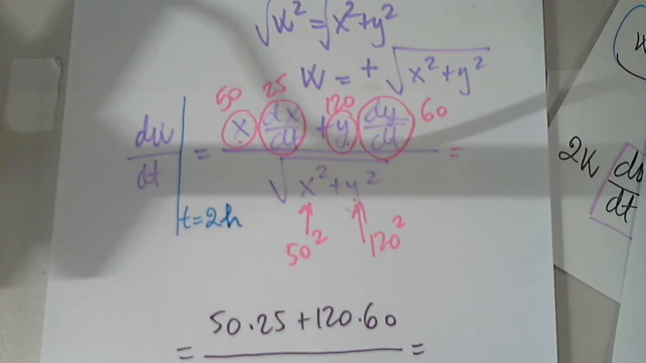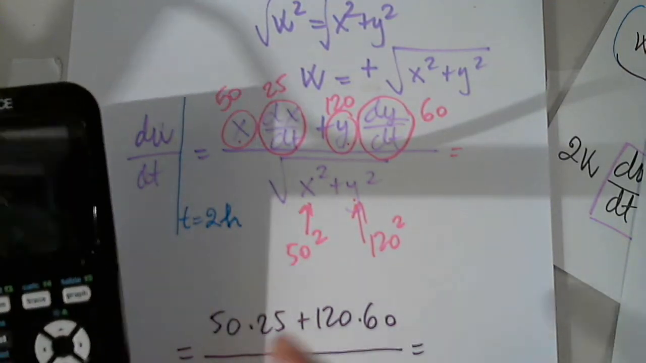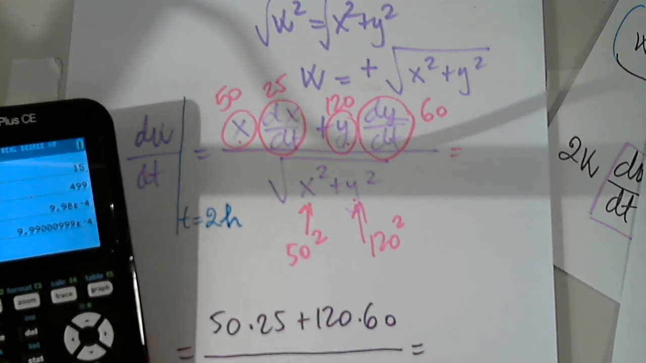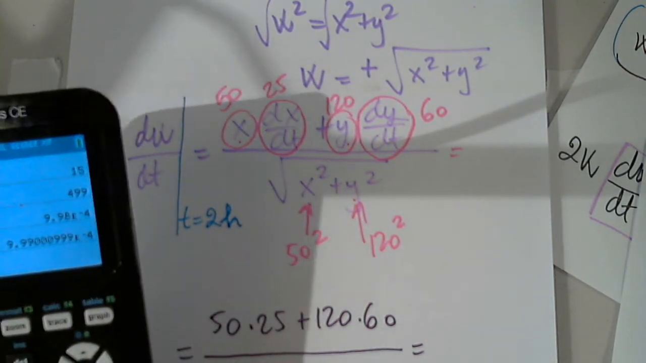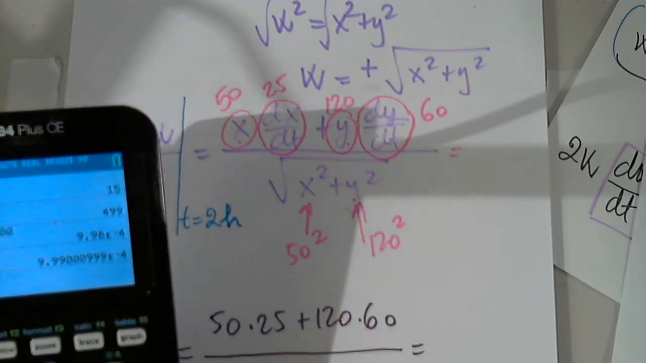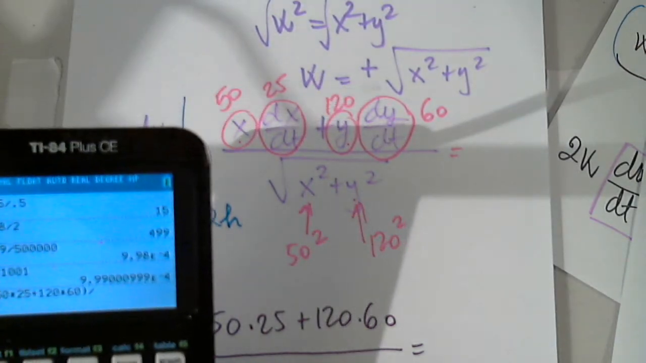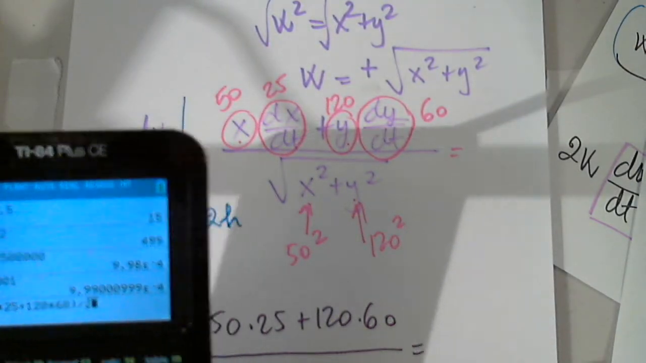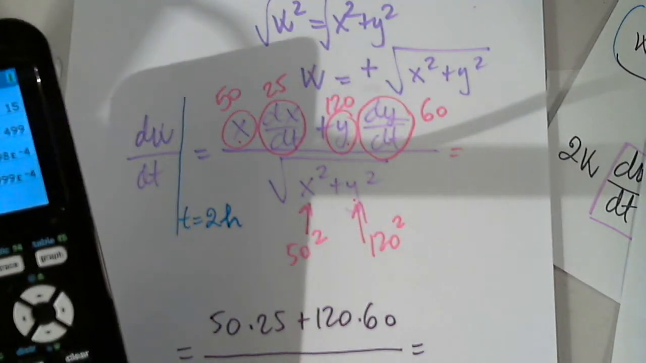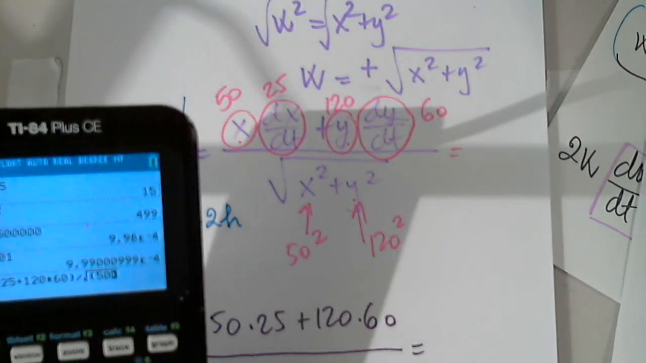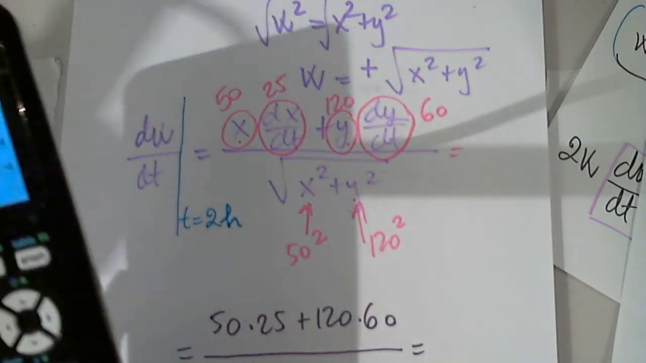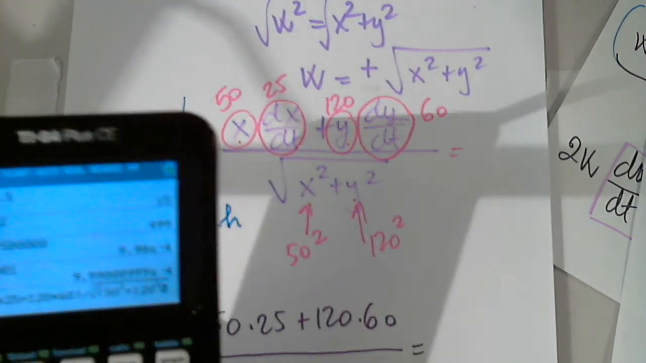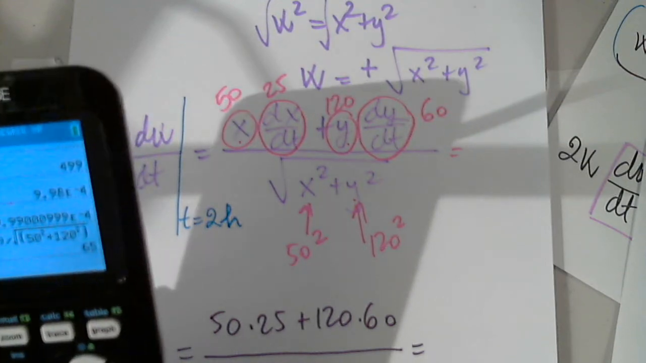My calculator, right here. Don't forget to put parentheses around the numerator. So I have 50 multiplied by 25 plus 120 multiplied by 60. Close the parenthesis and divide by the square root. I like parentheses around the quantity, around the radicand. 50 squared plus 120 squared. Close the parenthesis and press enter.